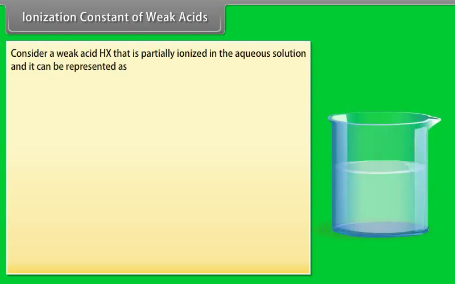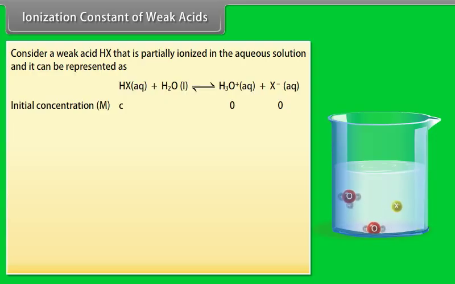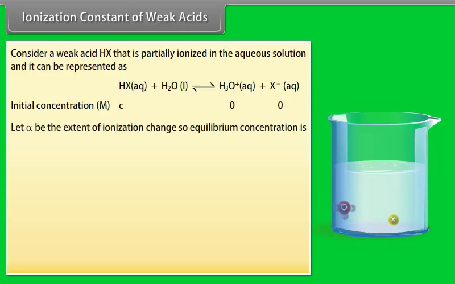Ionization constants of weak acids. Consider a weak acid HX that is partially ionized in the aqueous solution. Let the initial concentration of HX be C, and let alpha be the extent of ionization. So the equilibrium concentration of HX is C minus C alpha. The H3O+ equilibrium concentration is C alpha, and the X- equilibrium concentration is C alpha.